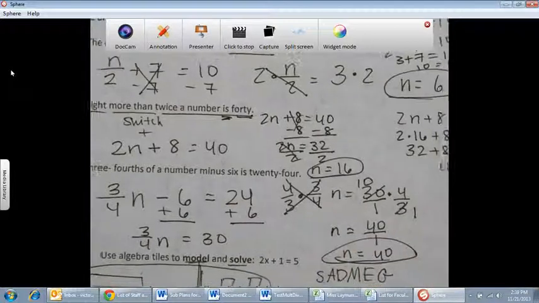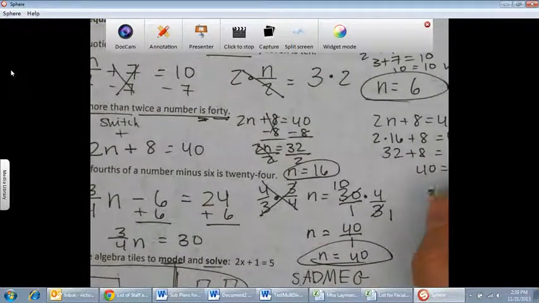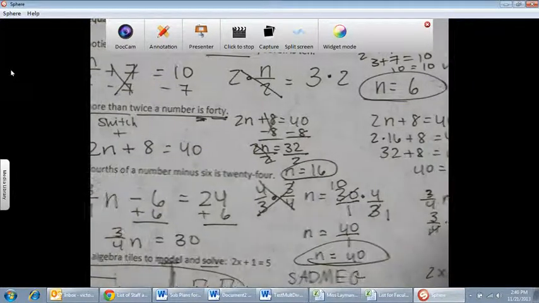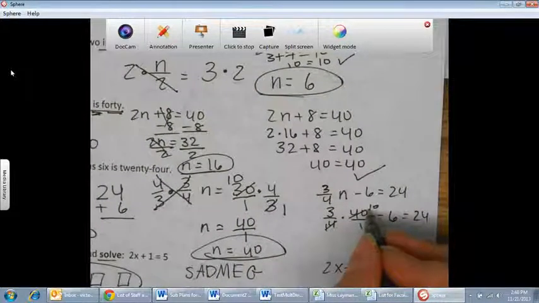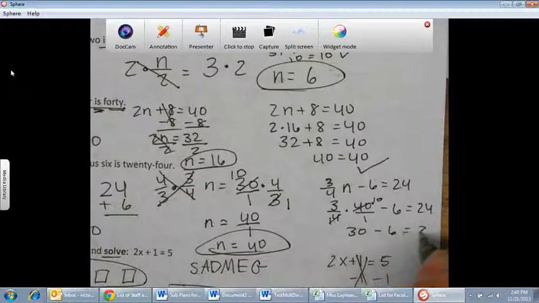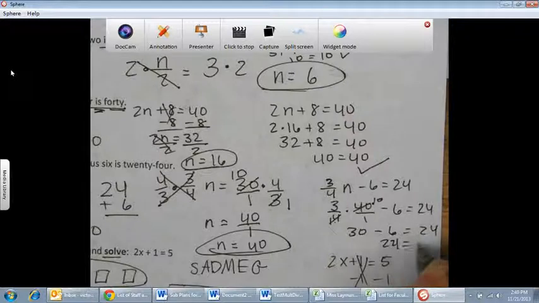And then you can check yourself. 3/4 n minus 6 is 24. 3/4 times 40 minus 6 equals 24 over 1. Those cancel to 10 and 1. We know that 3 times 10 is 30. Sorry, I didn't realize you couldn't see that. 1 times 1 is 1, so you have 30 minus 6 gives you 24, and 24 equals 24. And so that works as well.